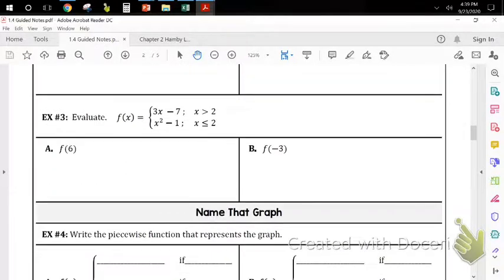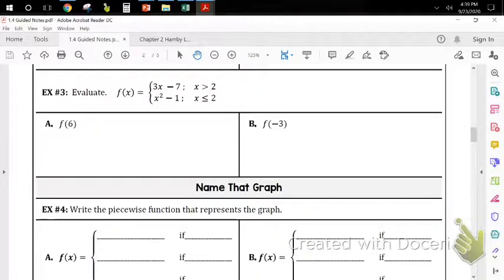Then we're evaluating again here. So we're going to use that top equation anytime x is greater than 2, and the bottom equation anytime x is less than or equal to 2. So the first one we're doing there, A, says f of 6. So that means our x value is 6, which is greater than 2. So we're going to plug it into the 3x minus 7. So 3 times 6 minus 7. So work it out, and we get 11.